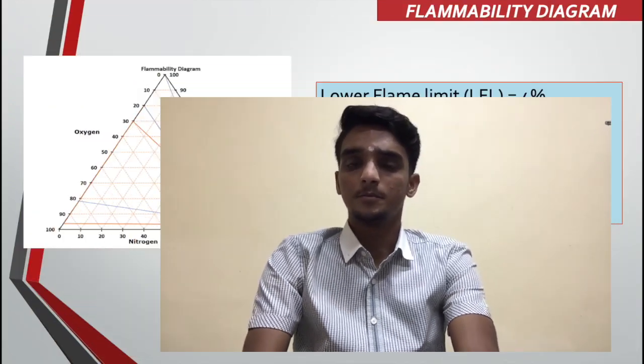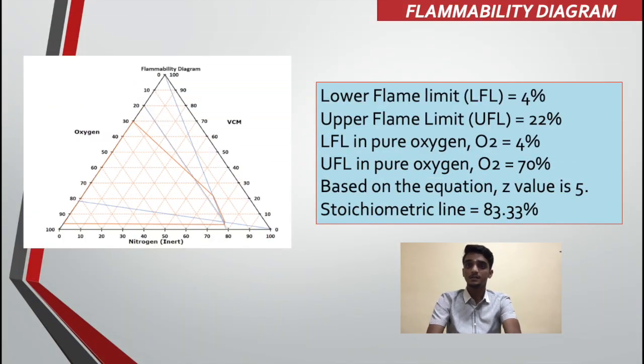The purpose of constructing a flammability diagram is to give insights on how a gas or mixture of two gases will behave and catch fire with dilution of other gas in air. Therefore, it is important to construct a flammability diagram for VCM production due to VCM being carcinogenic to human health, which can cause cancer. From the flammability diagram, the LFL obtained is 4%, whereas the upper flammable limit, which is UFL, obtained is 22%. The Z value obtained from the stoichiometric equation is 5. Thus, the obtained value of the stoichiometric line is at 83.33%.